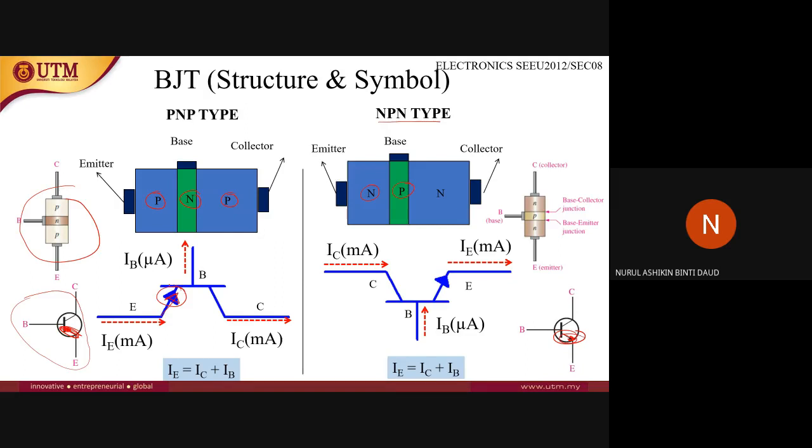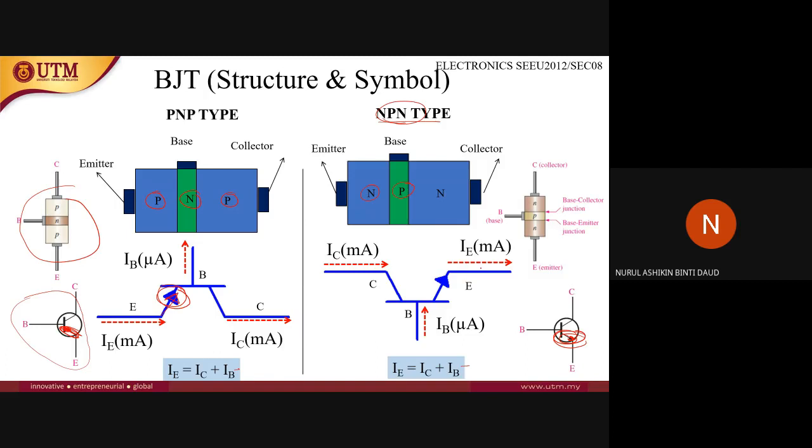Based on the direction of the currents here, you can tell the type of the transistor. If the currents flow towards the base, it is a PNP type of transistor. But if the currents flow out from the base to the emitter, it is an NPN type of transistor. The equation of the currents is the same for both PNP type and NPN type.